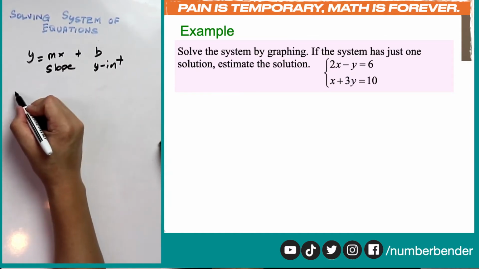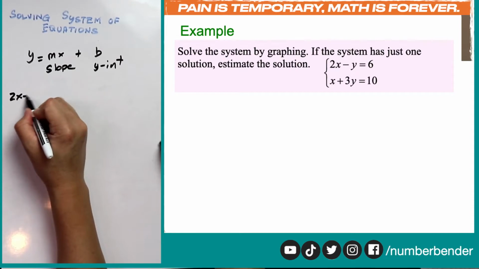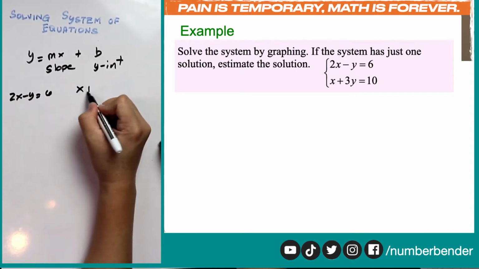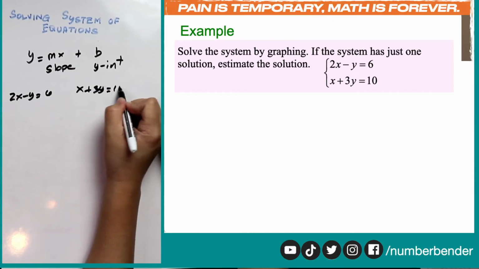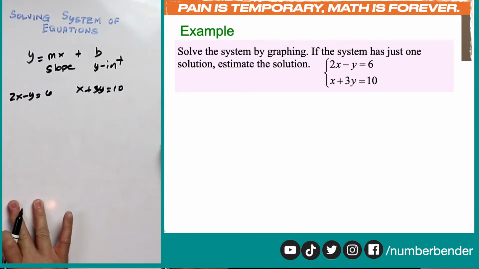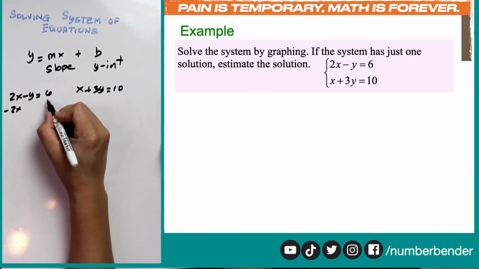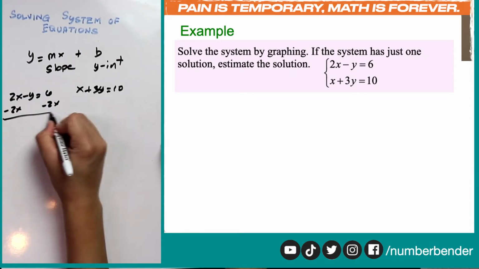And the first line, we have 2x minus y is equal to 6. And the second line is x plus 3y is equal to 10. So if we're going to convert this into an equation that we can easily graph, we isolate the y by subtracting 2x on both sides.